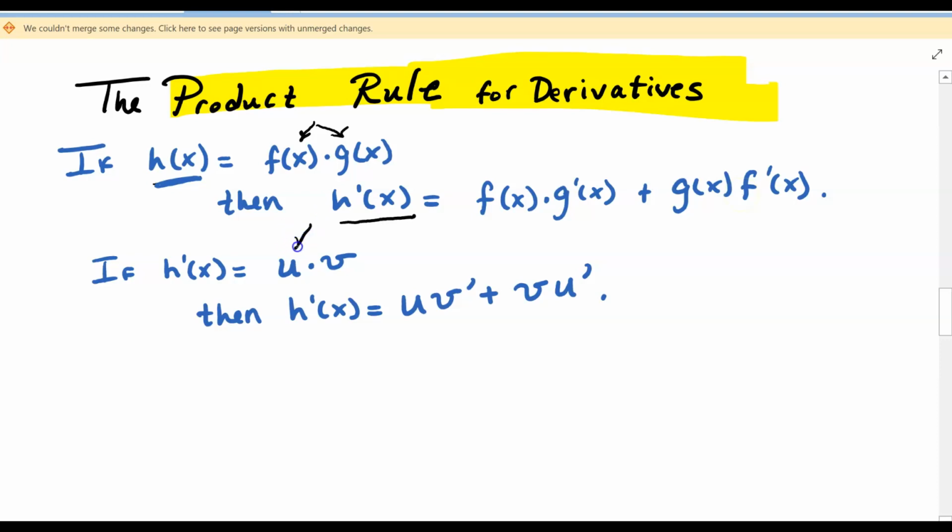The other way we could write it is if we call those f and g u and v, and I think it's a little bit easier this way. So I just say then h prime of x is uv prime plus vu prime. So I'm going to use that, and I'm going to solve some problems using this kind of format. So let's go ahead and take a look at that. All right.